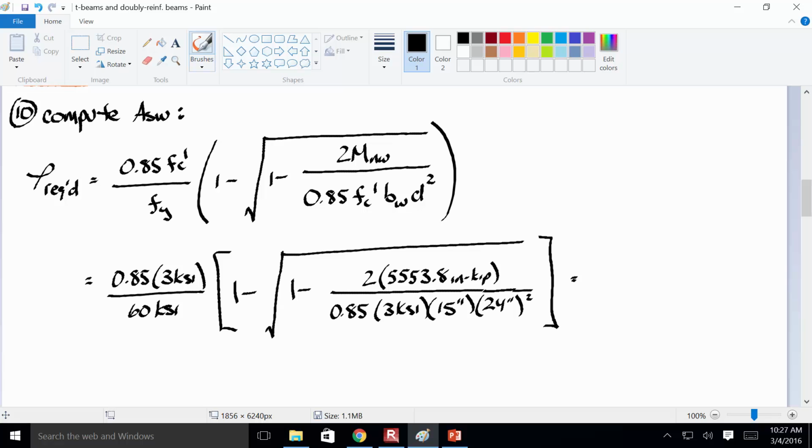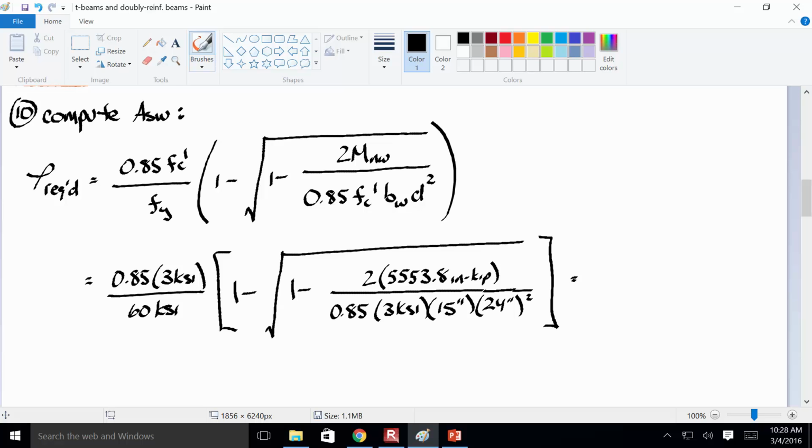I'm curious what you all get. Keep in mind units. This is something I want to point out. Look outside the bracket. You have KSI over KSI. It cancels. Okay? Look inside. The numerator is inch kips here. What about the denominator? KSI times inches, that would be kips per inch. Then inches squared, that would be inch kips. So inch kips over inch kips cancels. So everything inside the bracket is unitless. Everything outside the bracket is unitless. Reinforcement ratios have no units. So it's all about making sure that the numbers going in make sense.